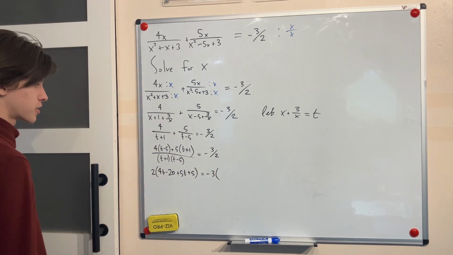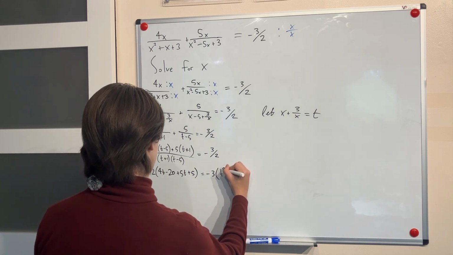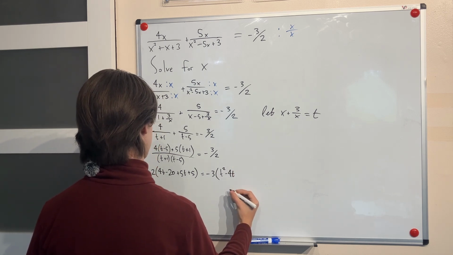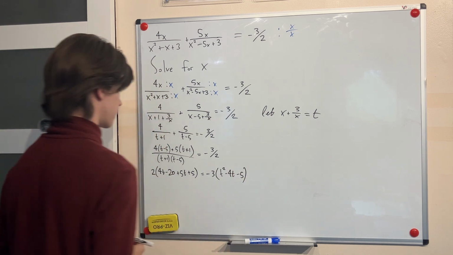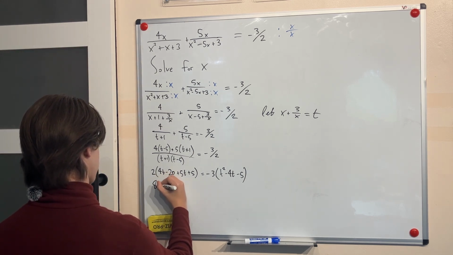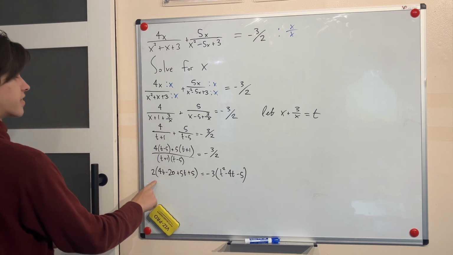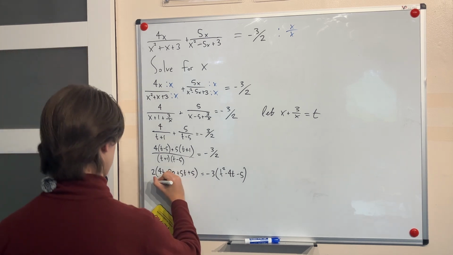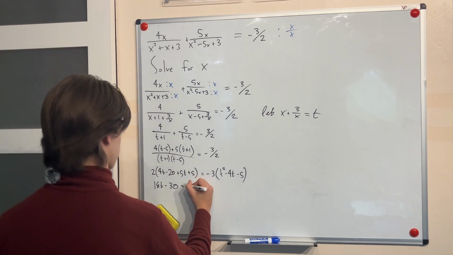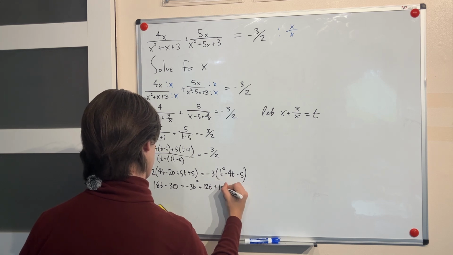Let's factor out this quadratic, because then we're going to make it into standard form and just solve it regularly. We get t squared minus 4t minus 5. That seems correct, yes. Then moving on, we can first simplify some terms in here. We get 9t here, minus 15 here, so 18t minus 30 is equal to minus 3t squared plus 12t plus 15.